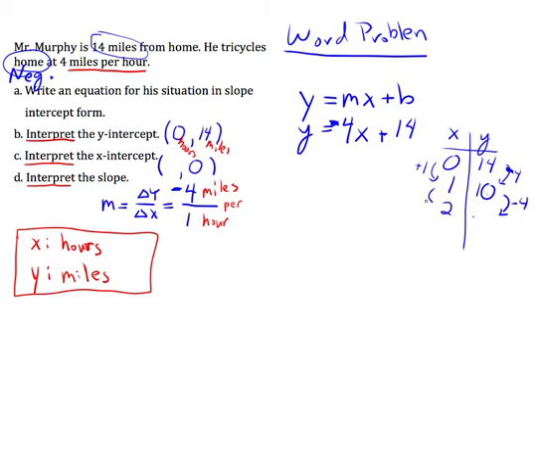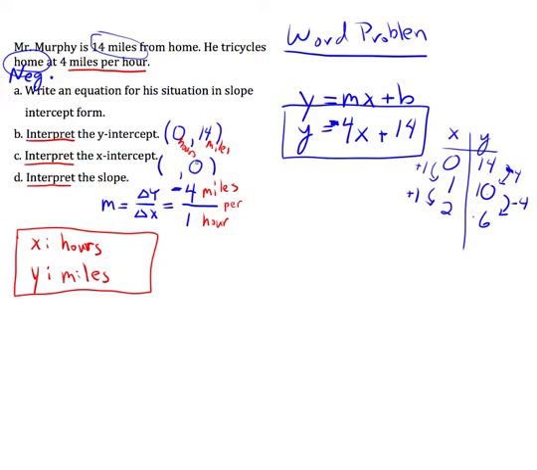So when I go up an hour early, Mr. Murphy pedals another hour, he's going to pedal 4 more miles towards home, which is at minus 4. So that would put him at 6. So now we've got our equation. So we've answered A. We've got the y-intercept, but we do have to interpret that.